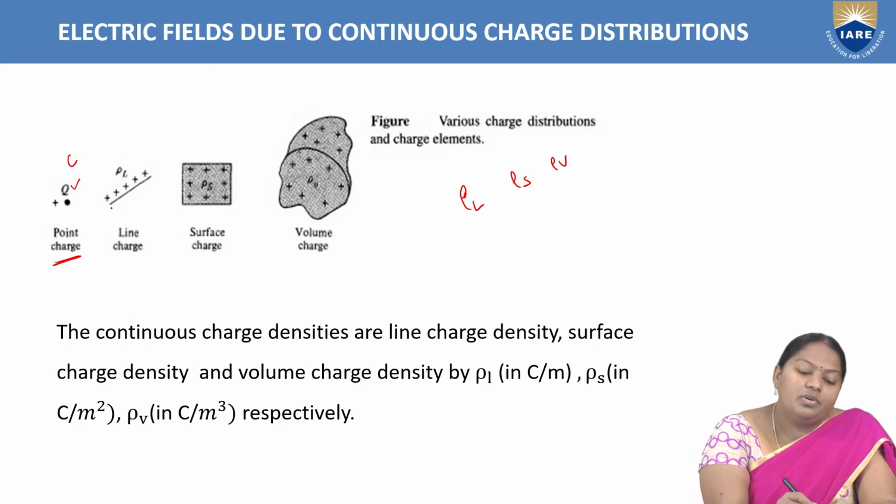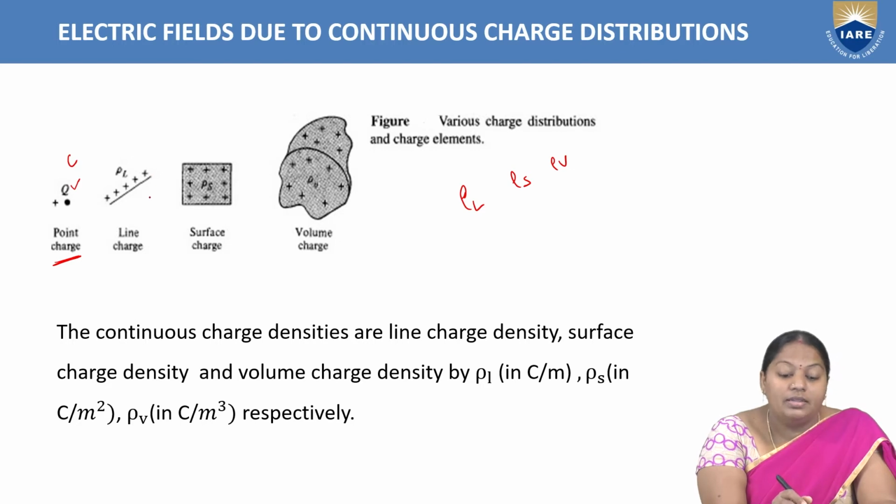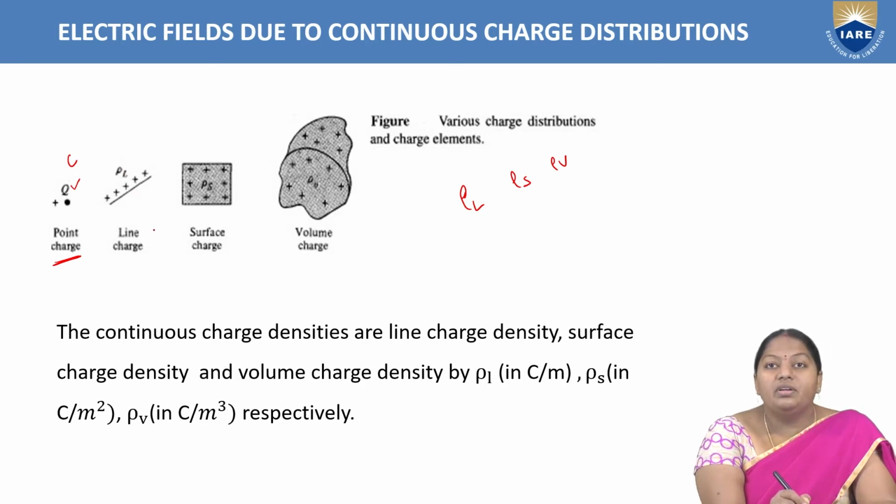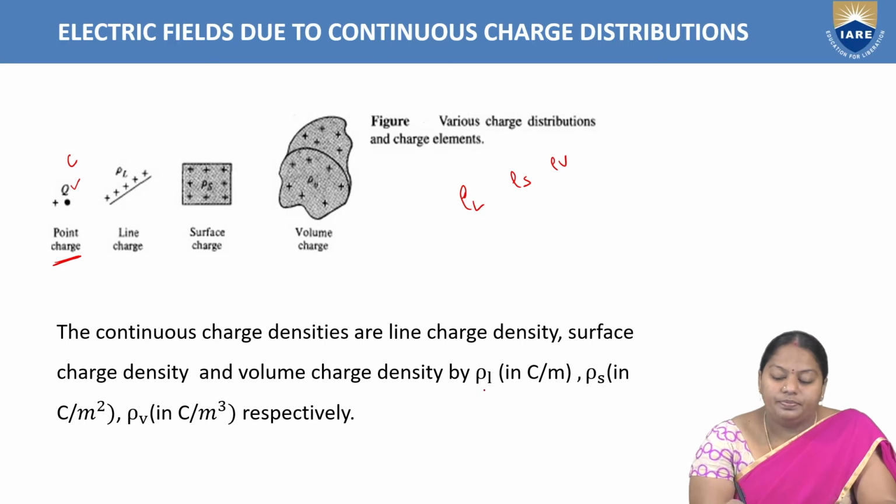So it is moving from one place to another place. Hence we have to consider the density along a line, or on a surface, or in a volume. Along a line, L stands for line, and rho is the notation for density. So it is given by rho L, which means line charge density.